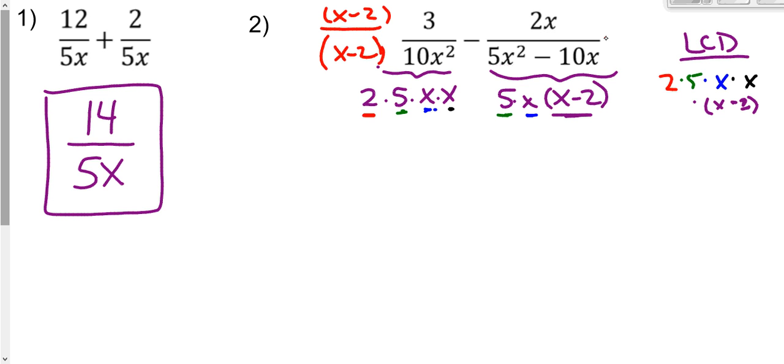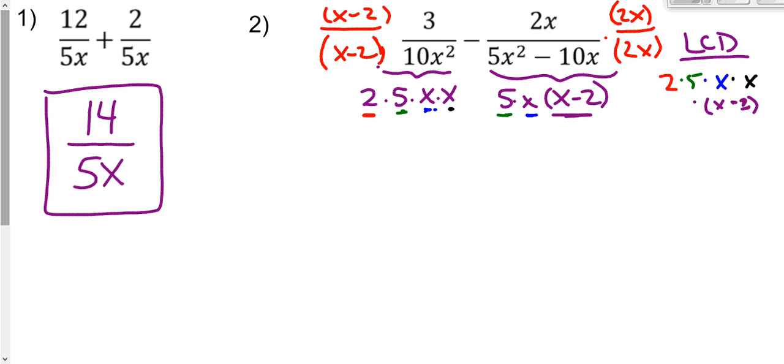Now you ask yourself, what do I need to multiply the second fraction by so that it will have the least common denominator? It already has a 5, it already has an x, it already has an x minus 2. It doesn't have a 2 and it doesn't have an extra x. So we need to multiply it by 2x over 2x.